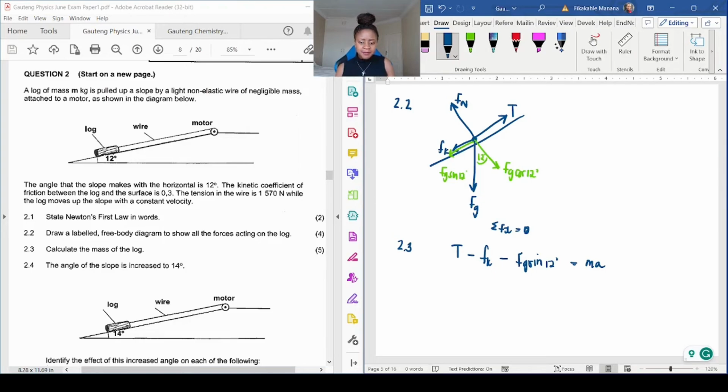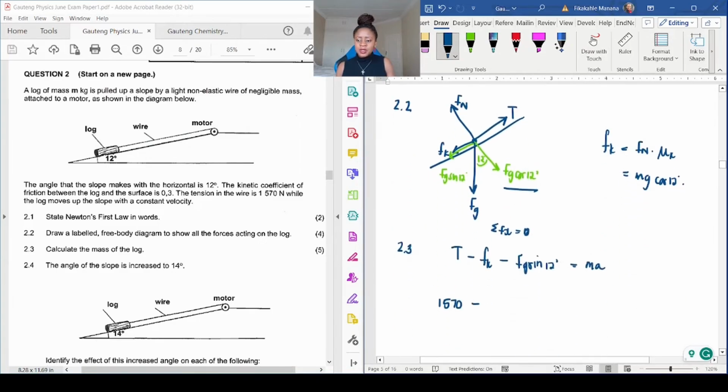All right, so the tension they have given to us is 1570. Force of friction, remember that's equal to your normal force multiplied by your coefficient. And your normal force is mass times gravitation. Ooh, be careful. This is what the normal force is equal to. It's equal to Fg cos 12. Okay, so Fg is the same as mg actually. So it's mg cos 12 degrees times our coefficient there, which we wrote as 0.3.